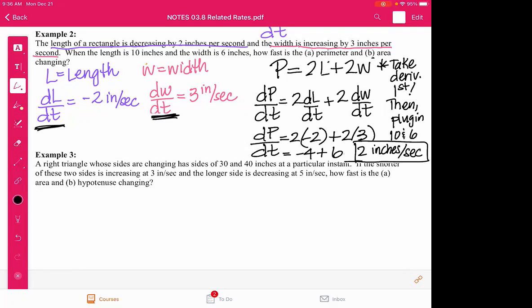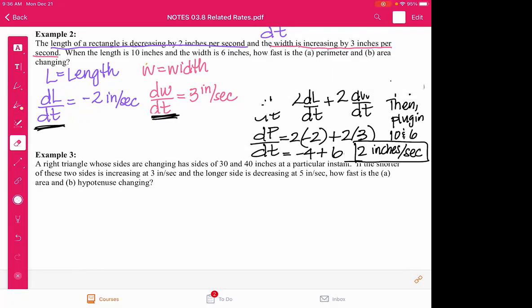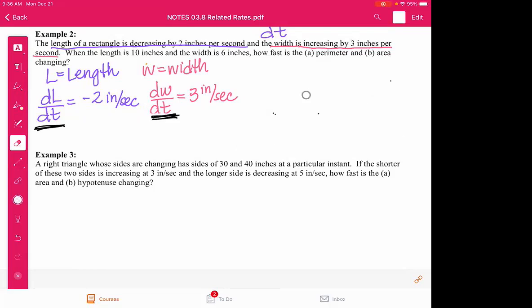So first step, if you need to, draw a picture. But this was a rectangle, so I hope that we're familiar with what that would look like. We wouldn't need to draw that one. And then second step is take the derivative implicitly. Third step is plug in the given information, okay? And then solve. So now we're going to do the area one. And I have written too big, so I am going to erase this. And we'll do area. Okay. Keep all that given information on the other side there. All right, so now we're going to do area.